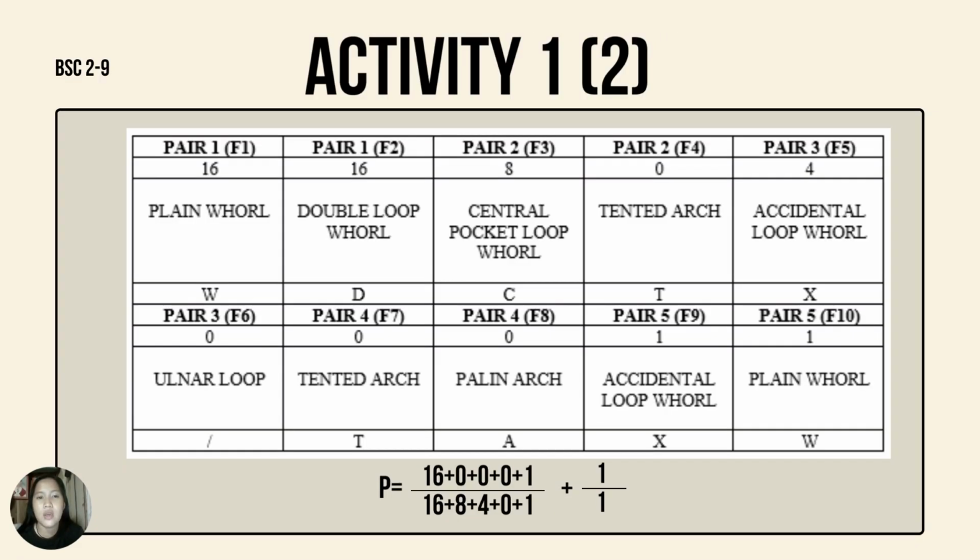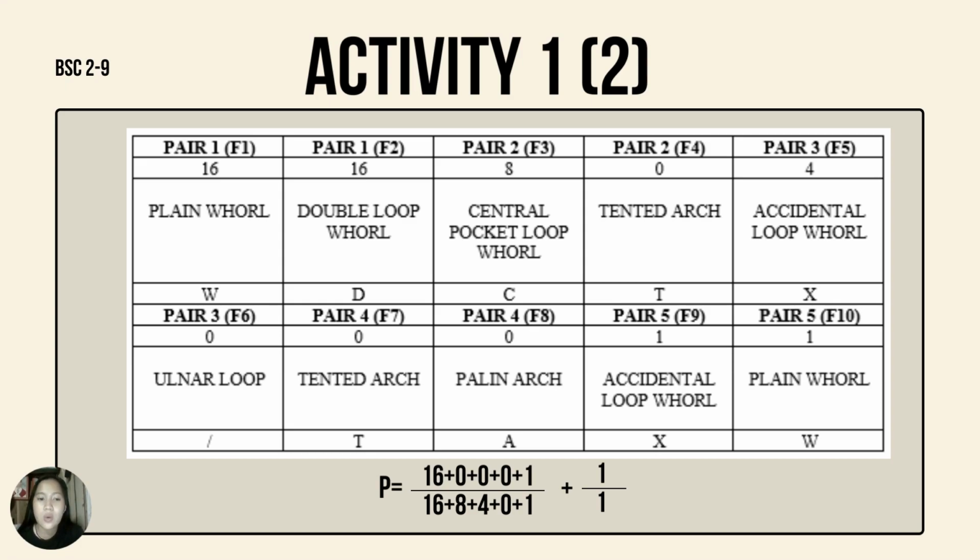Next is Activity 1, number 2. Again, the plain whirl, double loop whirl, center pocket loop whirl for finger 3, accidental loop whirl for finger 5, accidental loop whirl for finger 9, and the plain whirl for finger 10 have values. The tented arc, ulnar loop, tented arc, and plain arc, which are not among our four whirl patterns that have values, would be 0.